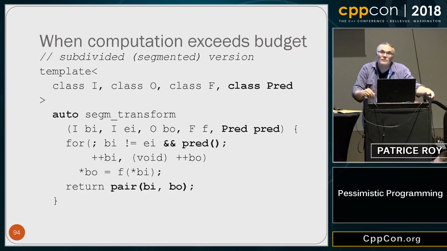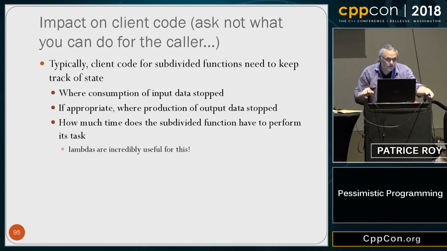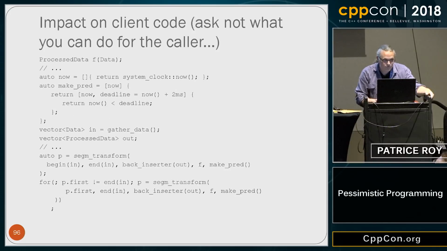So you're trying to do something. At some point, the time is exceeded. Well, just store wherever you stopped, and continue next time. The caller has to remember the state of that stopping point, but the code has to be written accordingly. Lambdas are cool for that.